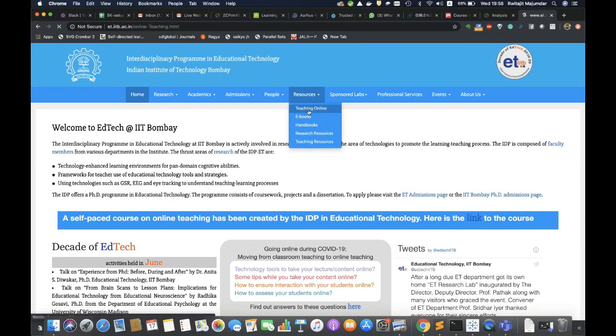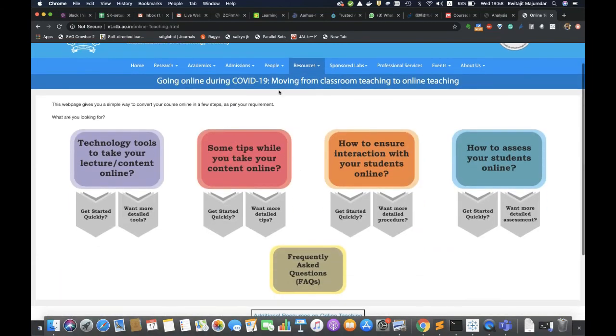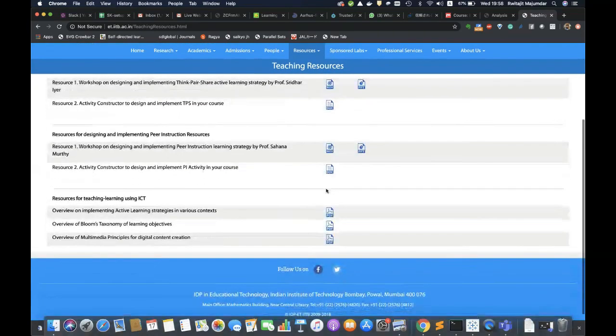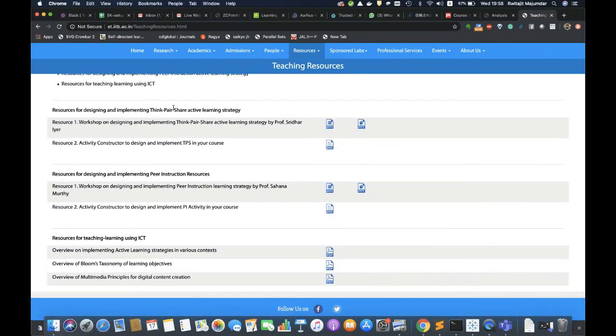So there is teaching online. They have a resource about how to move classes from classroom teaching to online teaching, and various other teaching resources, how to conduct various kinds of activities. These are very handy for teachers. It has been developed with research, so you can directly adopt it.